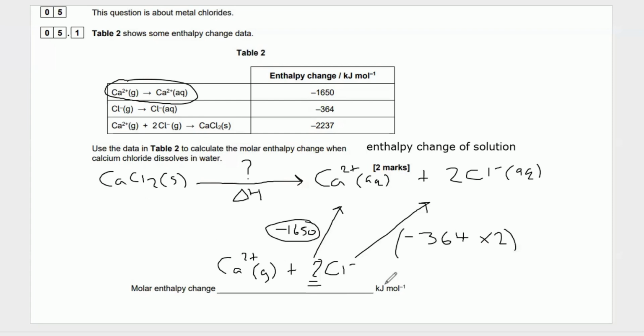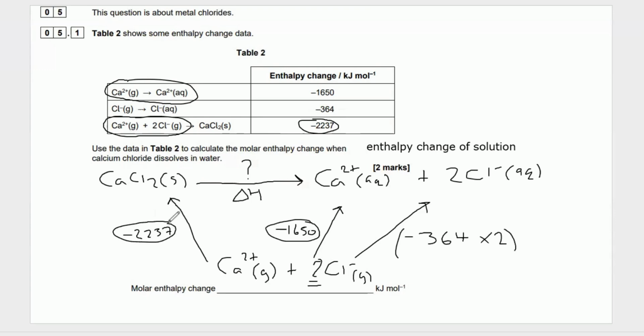We're going to come over here. What do we do over here? Well, this is a bit unusual. We've been given the formation of calcium gaseous and chloride ions in the gaseous state into the lattice. This is the lattice enthalpy of formation, and it's minus 2237, and I'm circling that here. So we write minus 2237 in here.